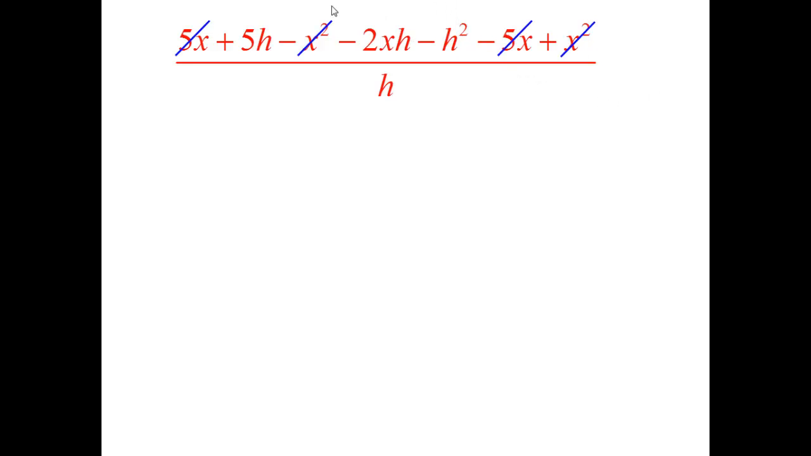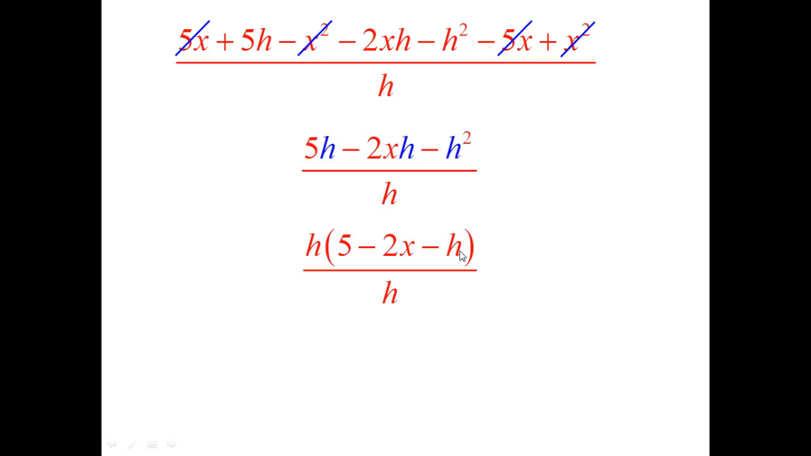Also, all the terms left over all have an h in them. We know this is supposed to happen because they're supposed to cancel with the h on the bottom. Just like before, I can factor out the h, cancel the h. I'm left with 5 minus 2x minus h. Final answer.